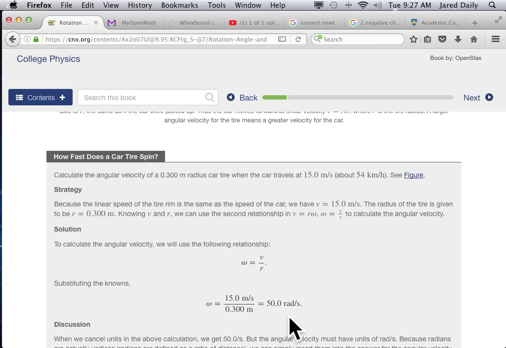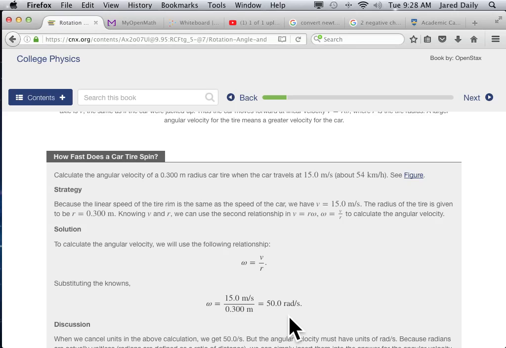Does that seem reasonable? 50 radians per second. How many radians are in a full circle? 2 times pi. So how many? About 6, right? So how many times is this car tire going around? How many rotations per second? If it's 50 radians every second, about 8 point something. Does that seem reasonable for a car moving about 30 miles an hour? Because 15 meters per second is about 30 miles an hour. Yeah, about 8 times around every second for a car tire that's 0.3 meters, which isn't much.